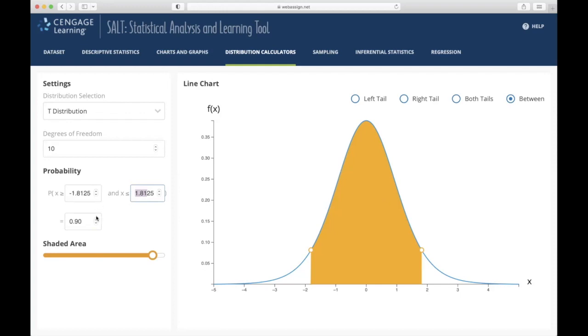So that's how you can use SALT. If we were working with a 95% confidence interval, or a 99% confidence interval, that's how you're going to use SALT to find these values.